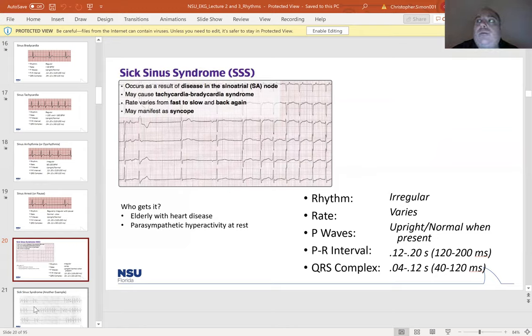rates between basically things going slow and things going fast and then slow again and just back and forth and just all over the place, okay? So some people will call it a tachycardia bradycardia syndrome because that is exactly what's happening here. You're tachycardic for a little bit, and then you're bradycardic for a little bit, and then you're tachycardic, and it just kind of goes back and forth, all right?